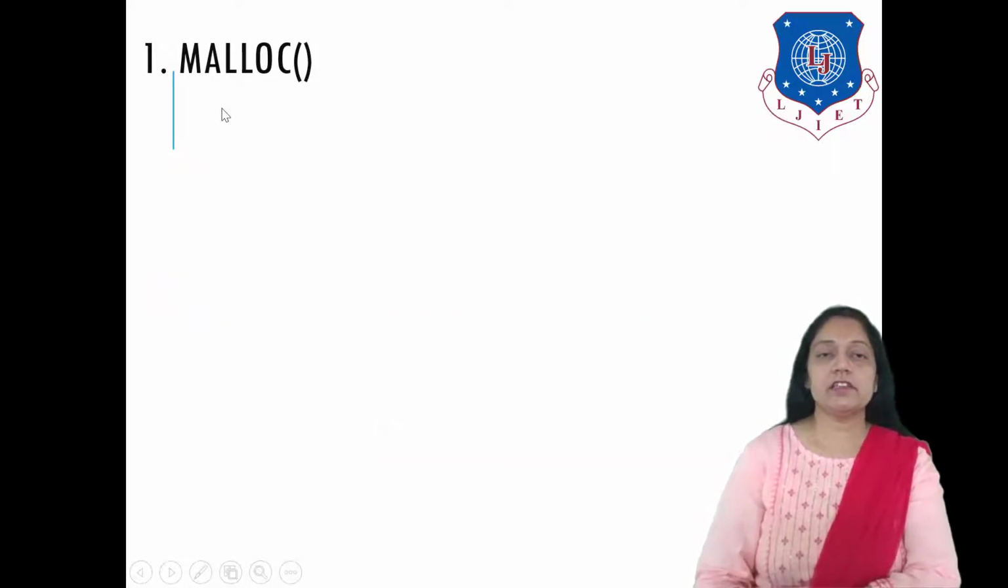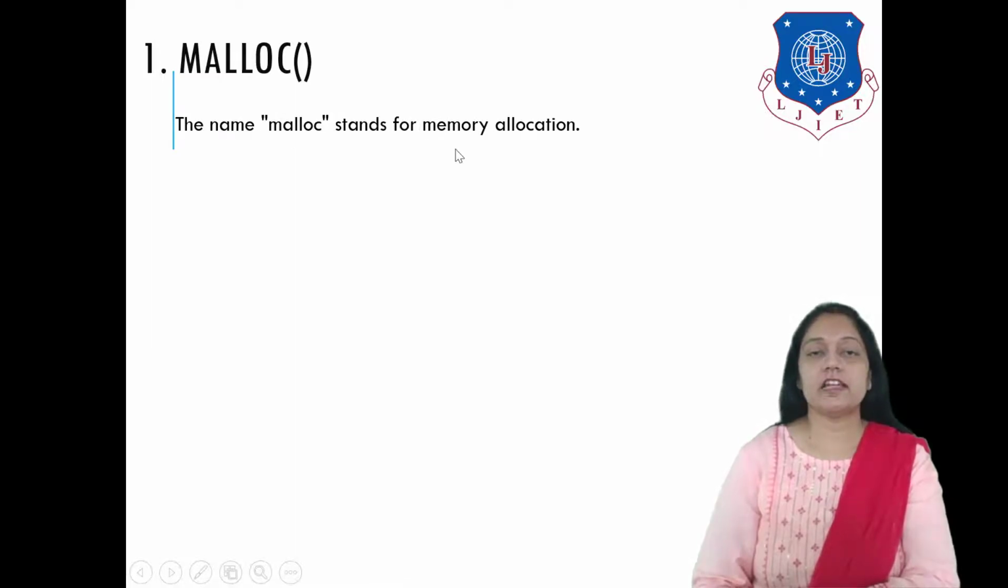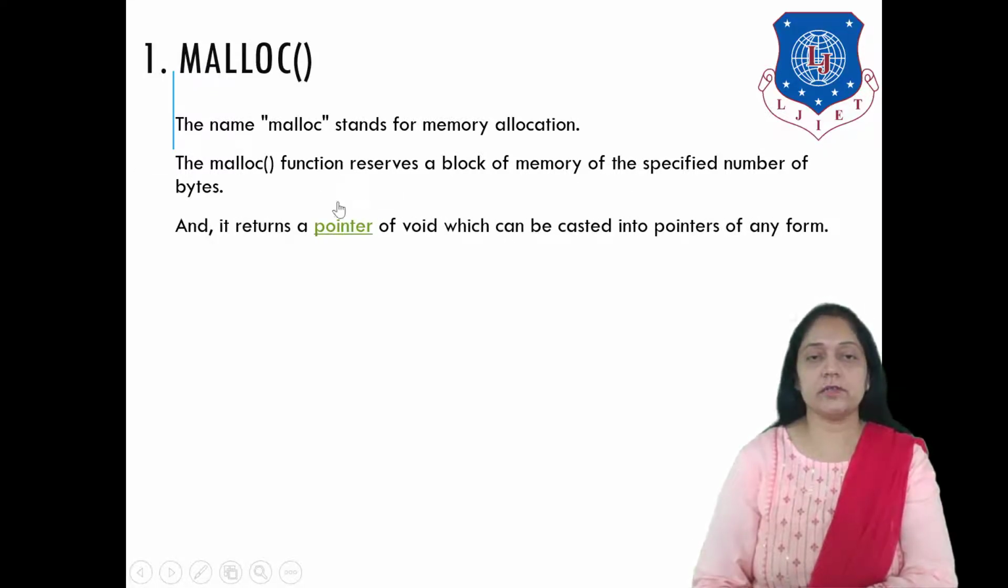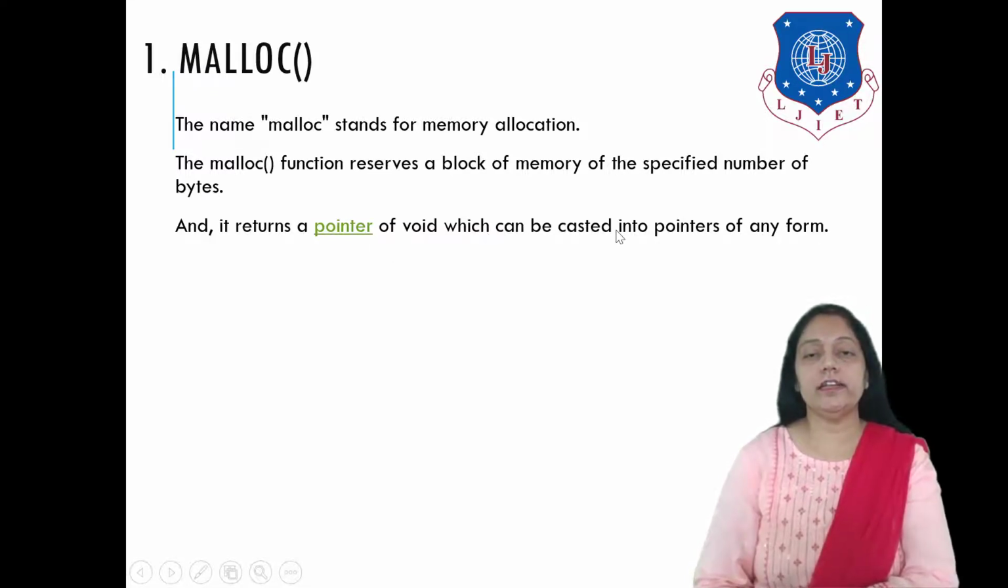We'll start with the first dynamic memory allocation function, that is malloc. Malloc stands for memory allocation. This malloc function is used to reserve a block of memory for a specified number of bytes. Means if you want to allocate memory for some specific number of bytes, you use the malloc function. This malloc function returns a void pointer. Whenever you use the malloc function, it is compulsory to cast the pointer to another data type, like converting the void pointer into an integer pointer, a float pointer or a character pointer.